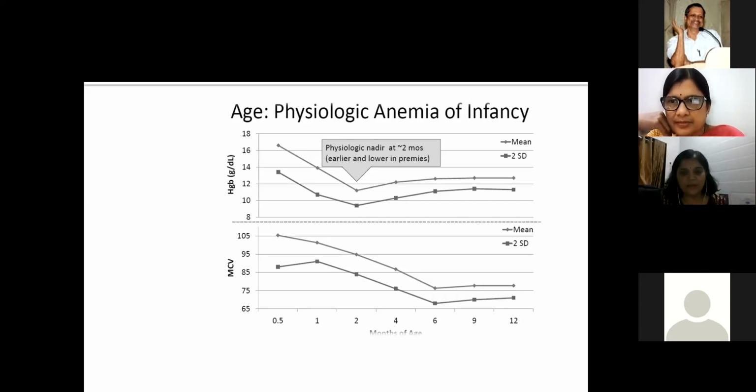In preterm babies, however, this nadir may actually come a little earlier. So we are generally expecting it to come at around 2 months, but it may come at around 6 weeks or even 4 weeks for premature infants and also for mothers who are iron deficient themselves. So start expecting your physiological anemia to happen between 6 to 8 weeks of age.